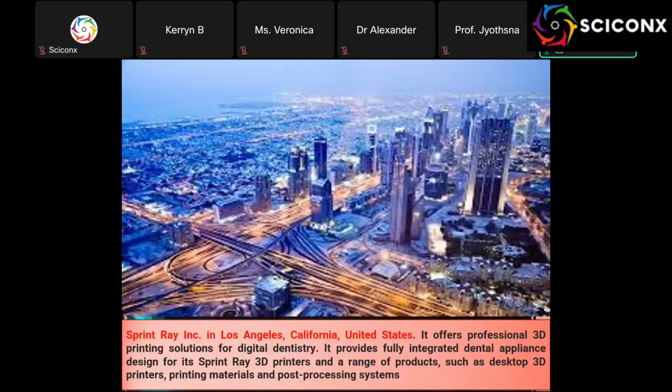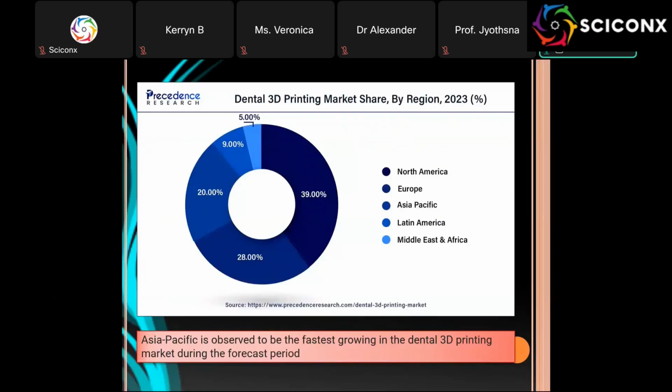So if we talk about all over the world, in Los Angeles, California, United States, these countries offer professional three-dimensional printed solutions for digital dentistry, as they provide fully integrated dental appliance designs for their SprintRay, and the three-dimensional printer adds a range of products such as desktop three-dimensional printers, the printing material and the post-processing system. So this was the percentage data of the dental three-dimensional printing market share by region.